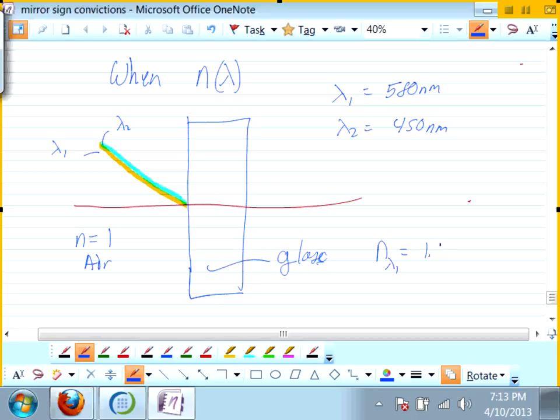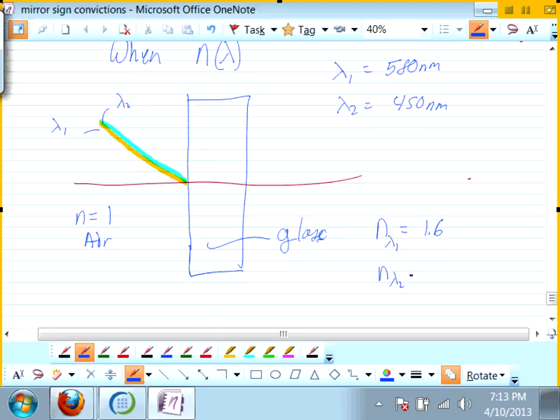And now we have N for lambda 1 being 1.6. And N for lambda 2 equal 1 point, I'll exaggerate it to make it work a little better, 1.5. Sorry, I want to do it a little differently, because typically it decreases as we go to longer wavelengths, so I'm going to do it the other way around. All right.